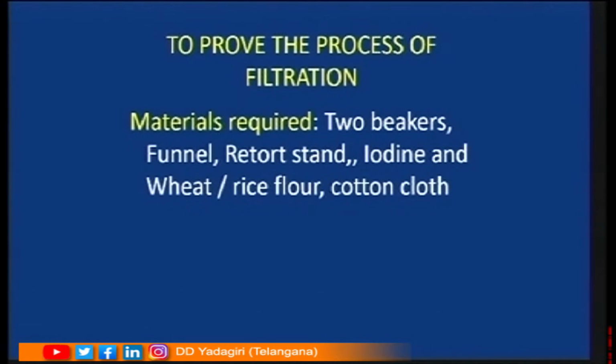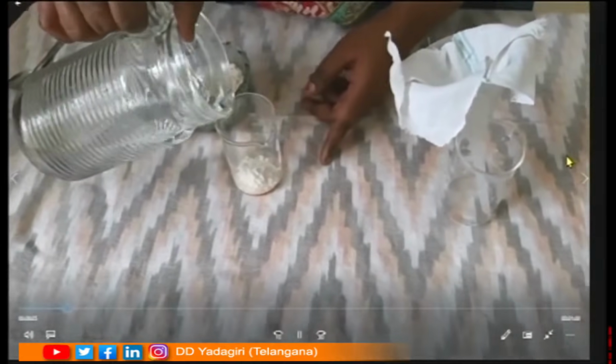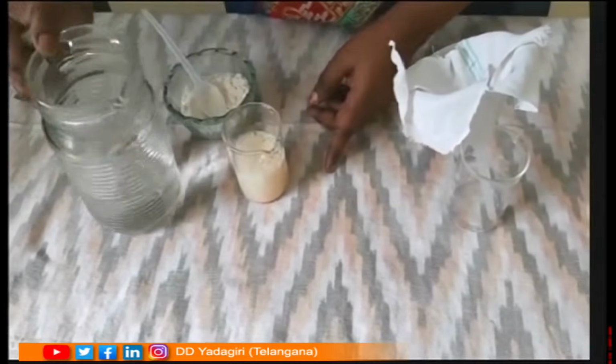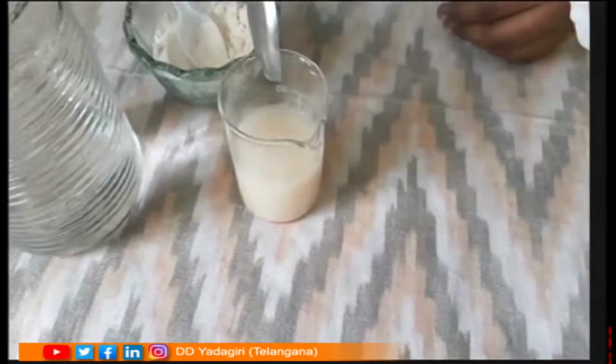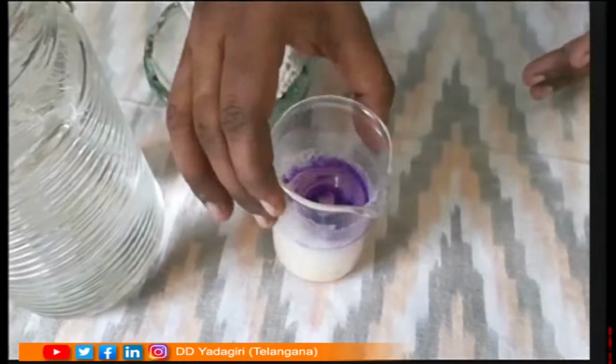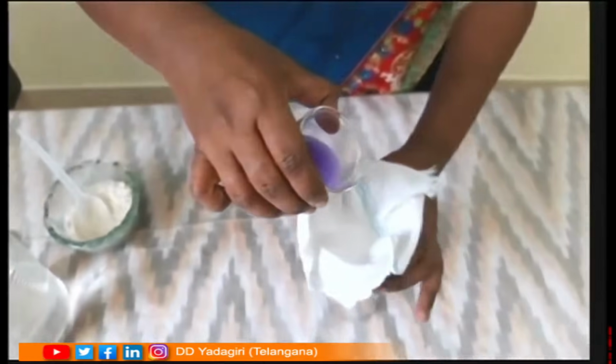For that, the materials needed are 2 beakers, funnel, retort stand, iodine, wheat or rice flour, and cotton cloth. So let's see the activity by playing the video. Add some wheat flour to the beaker and mix it with the water. I have added iodine solution to the solution. Now mix it and filtration.